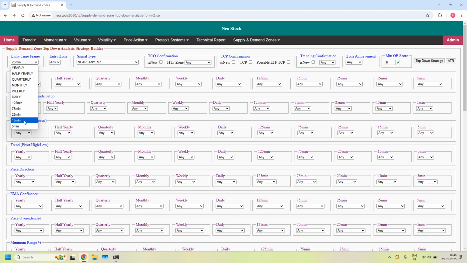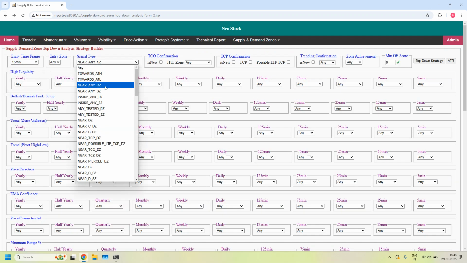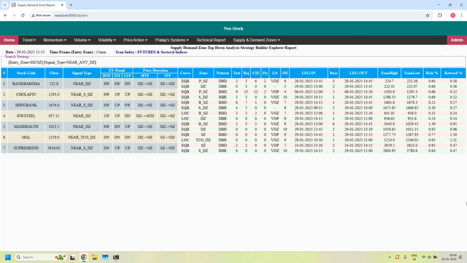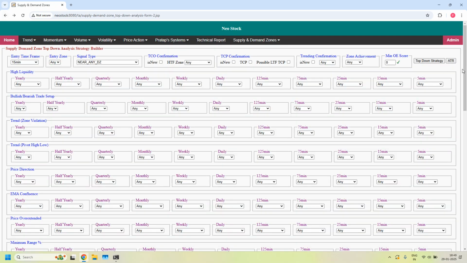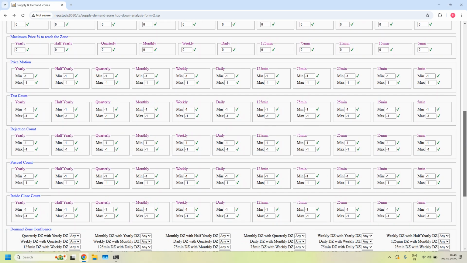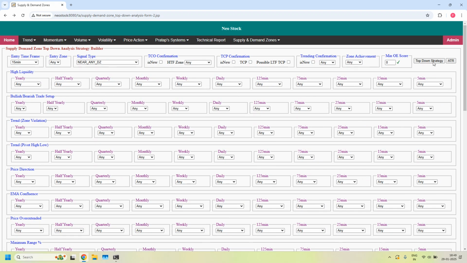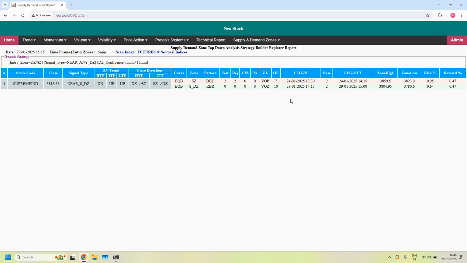Next time frame is 15 minutes. Stocks near 15 minutes demand zone. We got 7 stocks. Let us further filter this list based on this zone confluence. ITF zone confluence, that is a 15 minutes demand zone having confluence with 75 minutes demand zone. So I set the filter. Now the list has come down to only 1 stock.